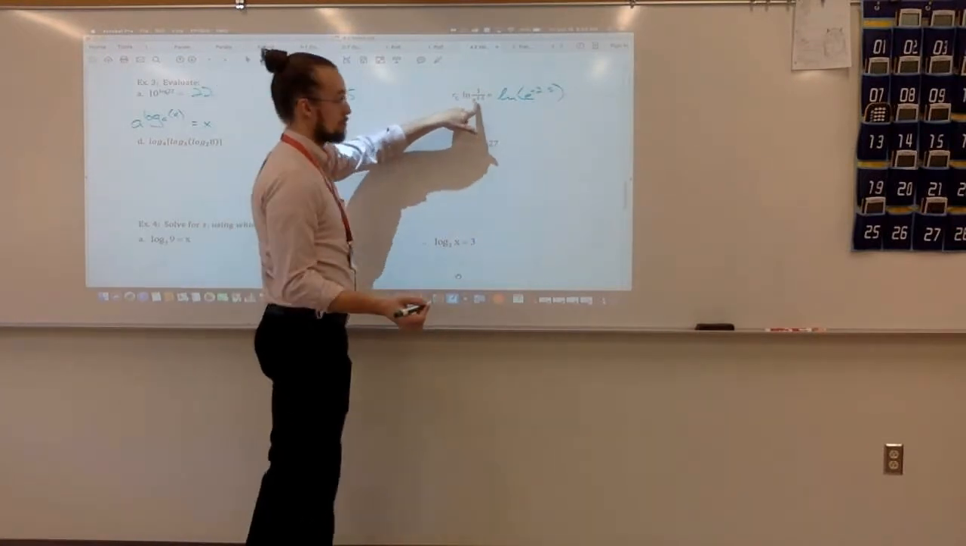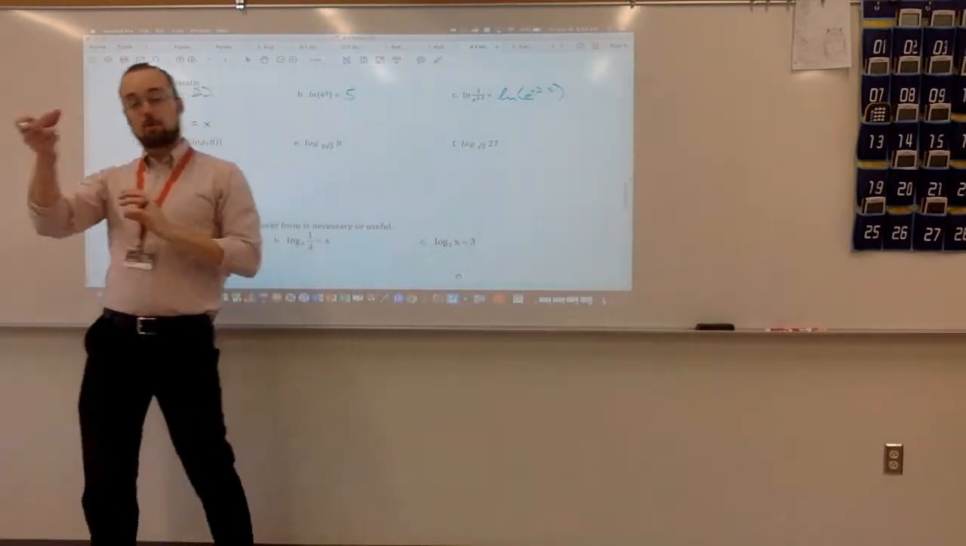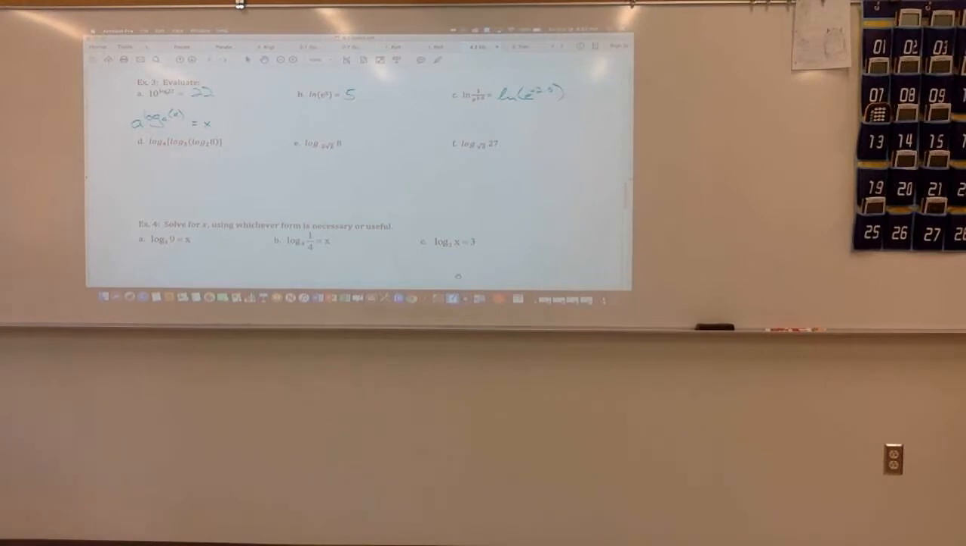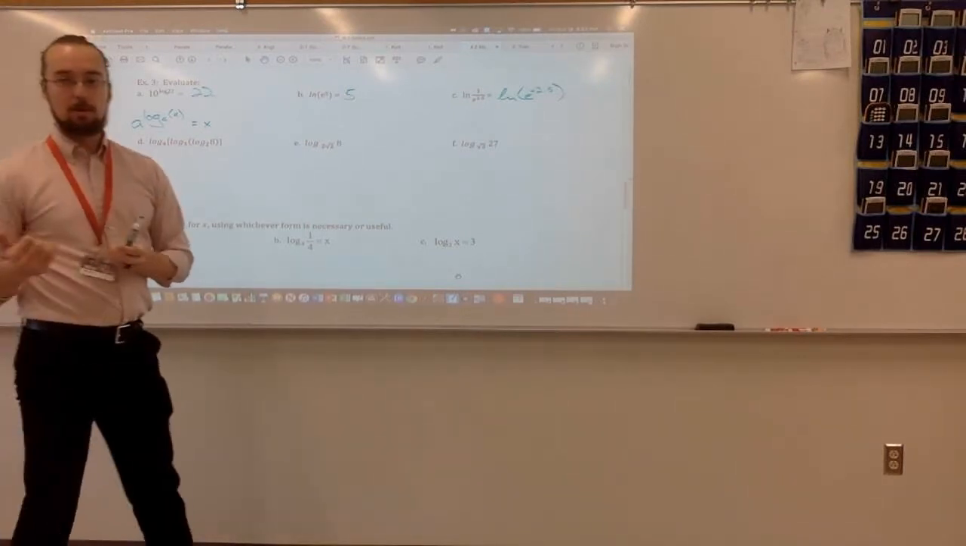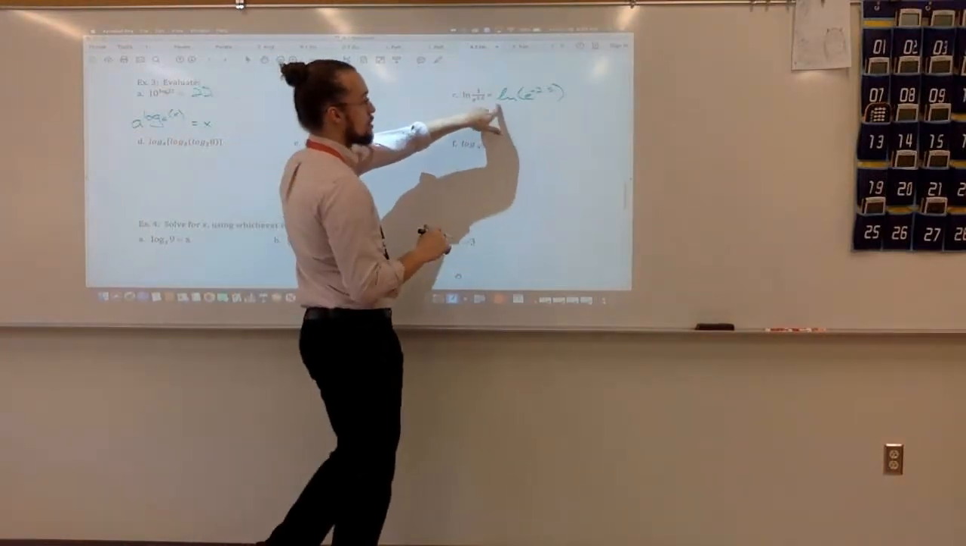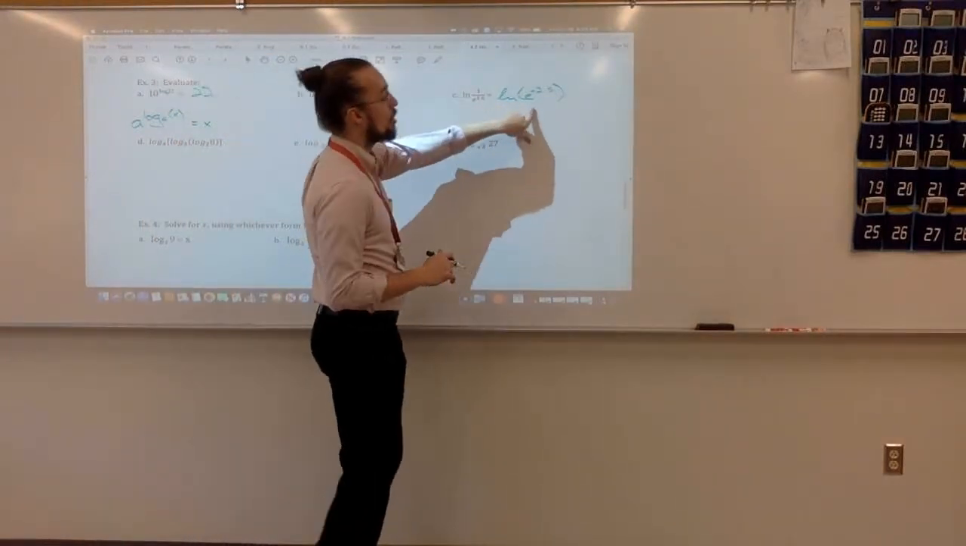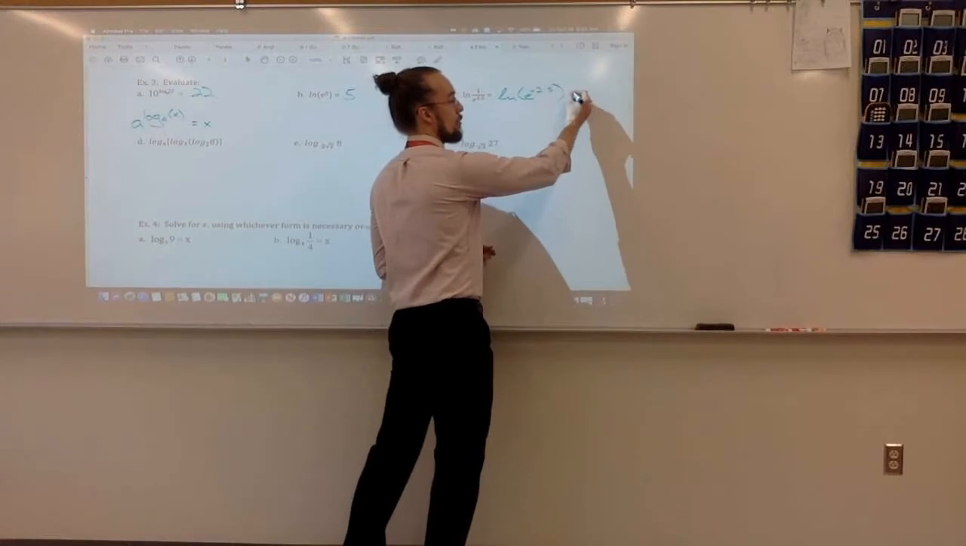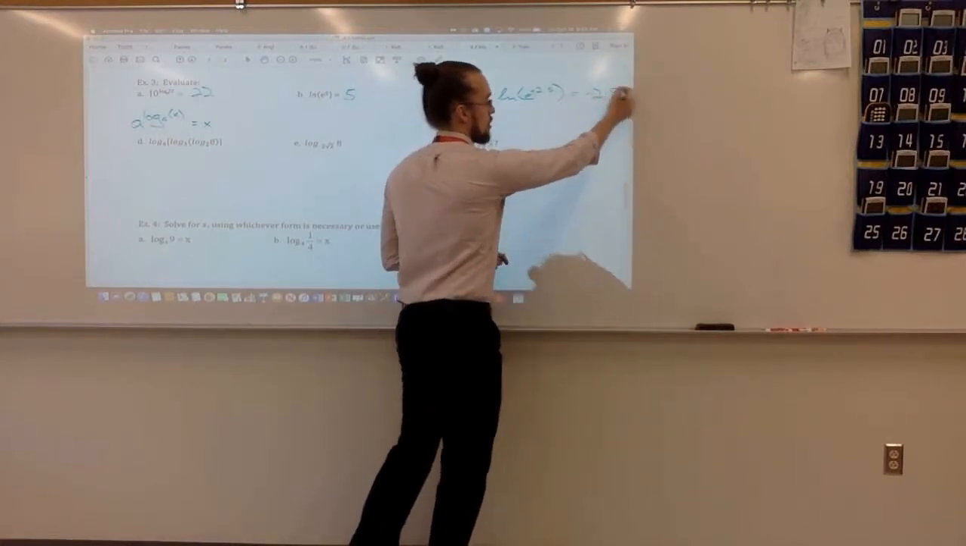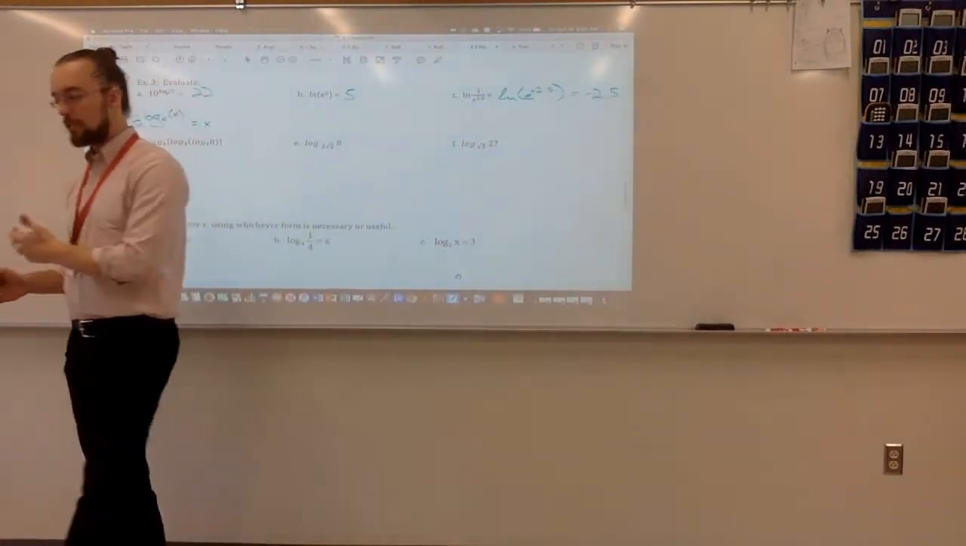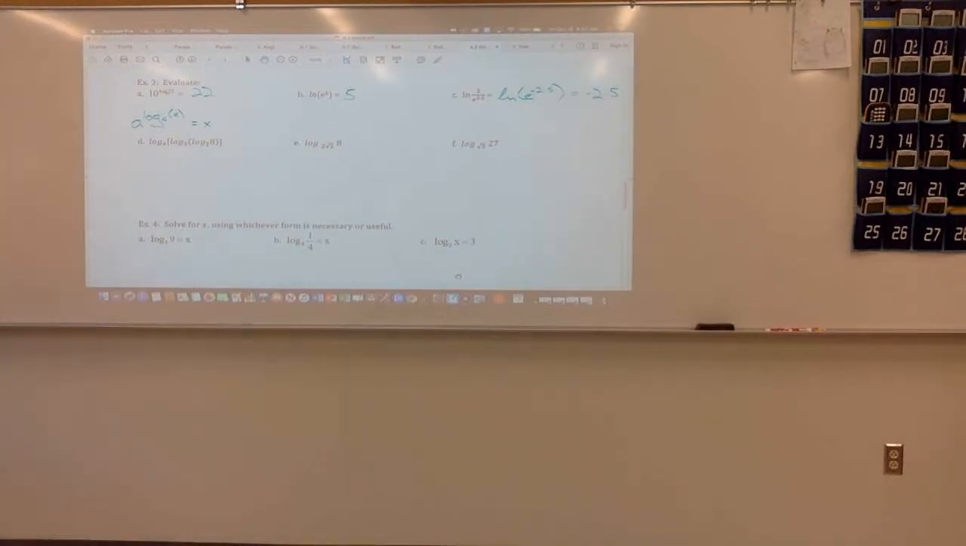We said we can move terms between the numerator and denominator by changing the sign on the exponent. So this would be the same as log base e of e to the negative 2.5 power. So log base e of e essentially cancels out. We just get negative 2.5.